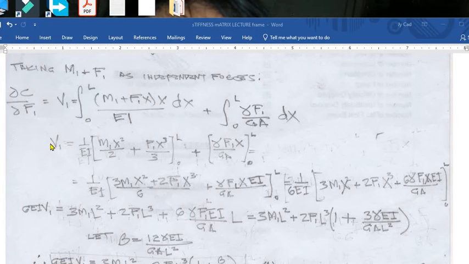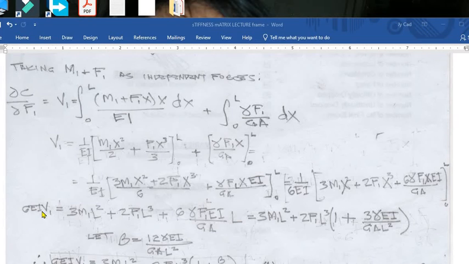Remember that this is V1. Ngayon, yung 6 ei, i-transpose natin siya para maging 6 ei V1. Okay, so tanggalin na natin itong mga bracket. So 3m1l squared plus 2f1l cubed plus 6 gamma f1ei l all over ga. So saan nanggaling yung L? Okay? Ito yun. Sinubstitute na natin yung L minus 0. Okay?